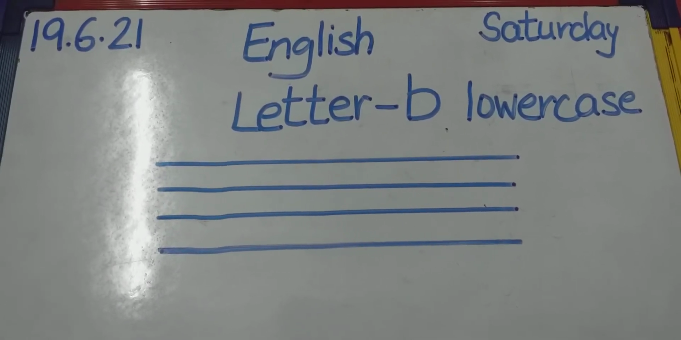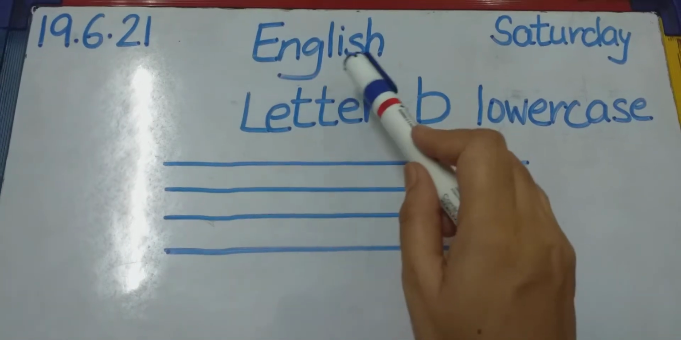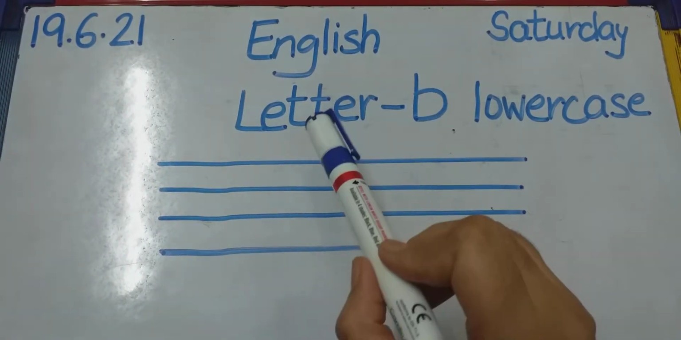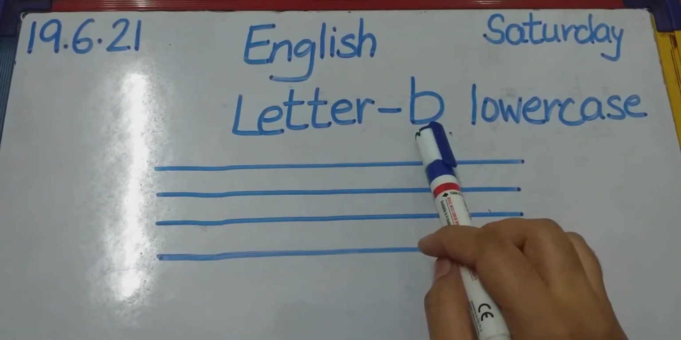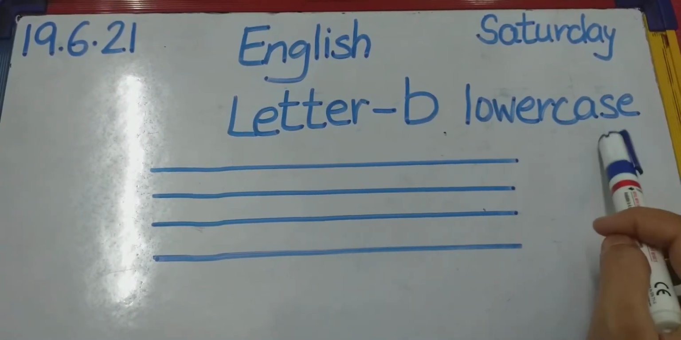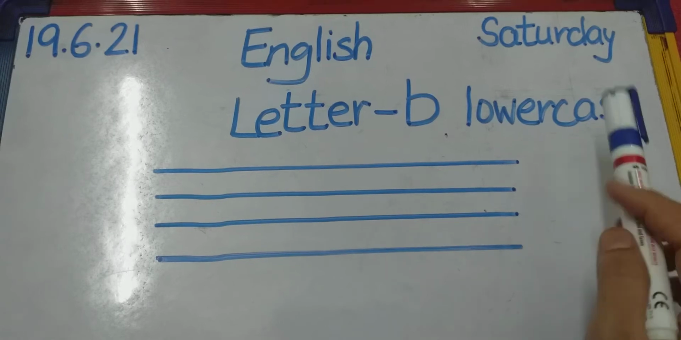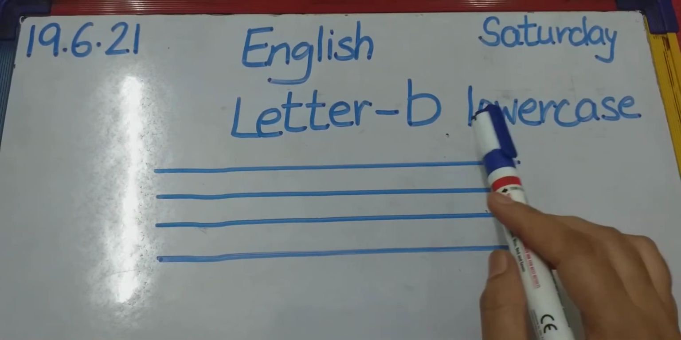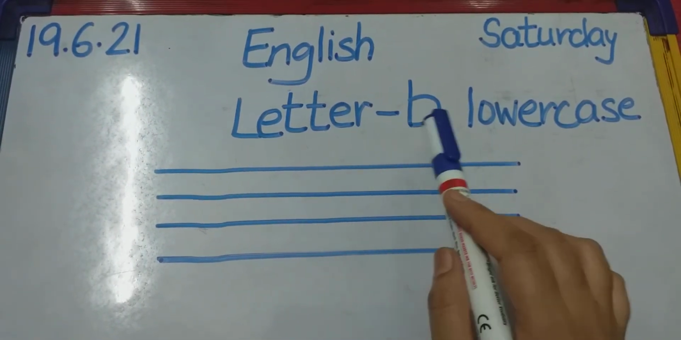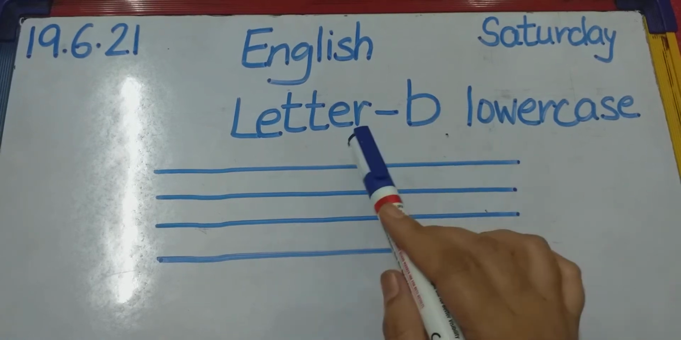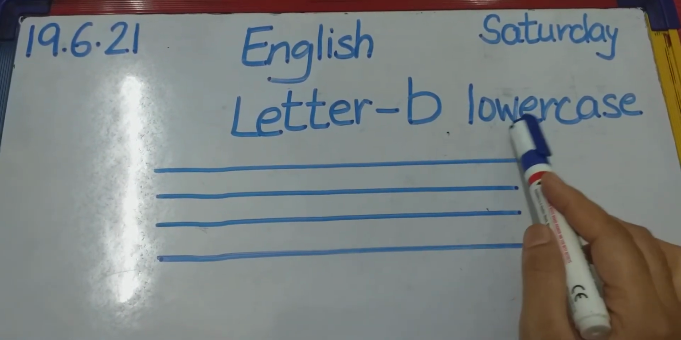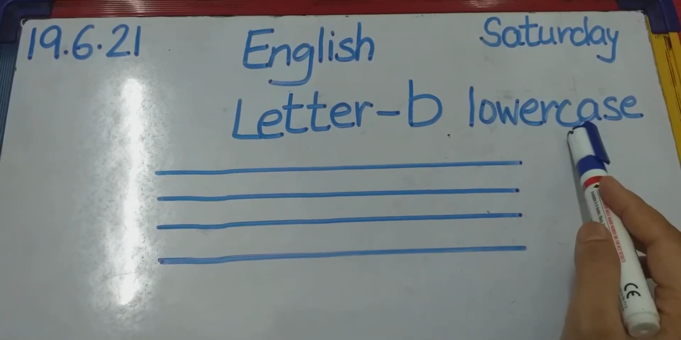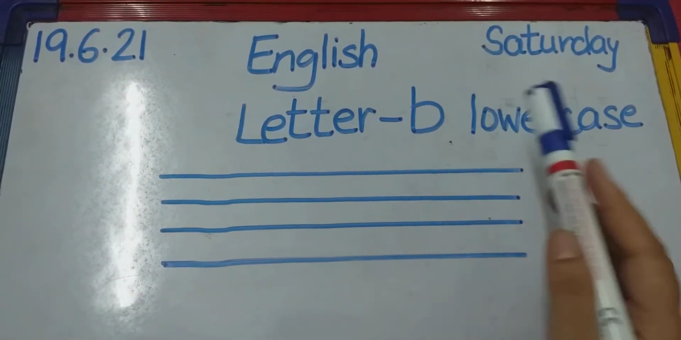So, children, today is our English class, okay? And today we will learn letter B in lowercase. In the previous class, we learned letter B in uppercase, and today we are going to learn letter B in lowercase. Lowercase means small b.